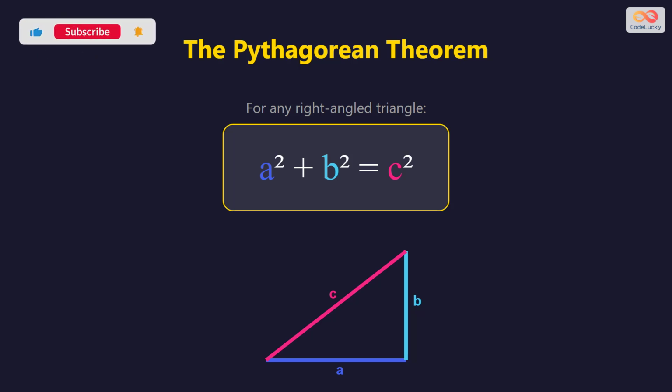Now we bring in the Pythagorean theorem. You remember this from geometry. For any right triangle with sides a, b, and hypotenuse c, a squared plus b squared equals c squared.